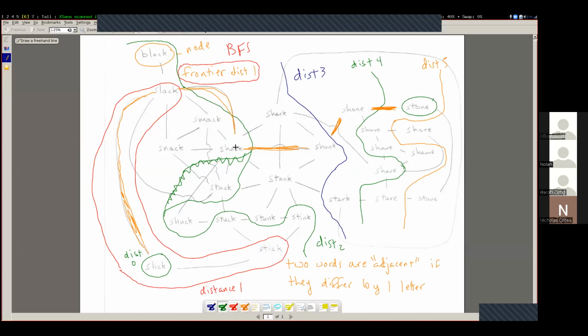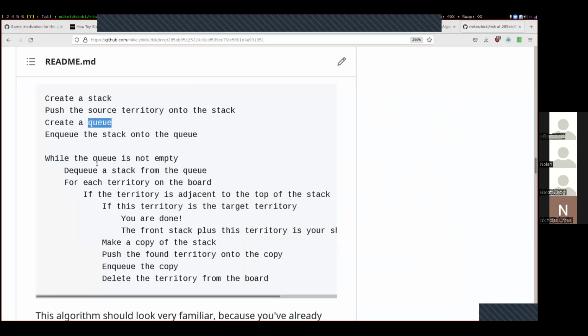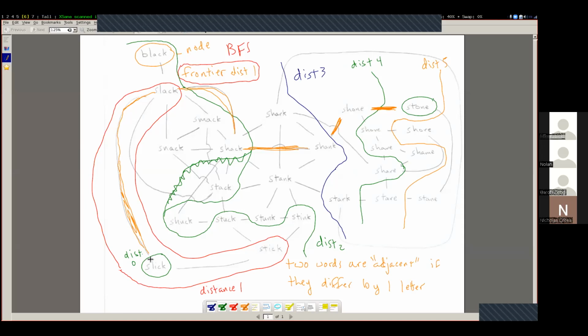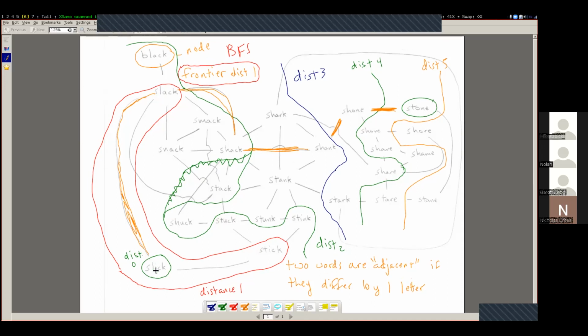So every time you see the frontier, where we switch from distance 1 to distance 2, that's related to the queue. The reason it's related to the queue is that at every iteration of our while loop down here, when we do for each word in the dictionary, for each vertex in the graph, for each territory on the board, we're going to add that to the queue. And so here, starting at slick, we add all of our neighbors into the queue. The neighbors of slick are stick and slack. I'm going to draw in blue for all of these nodes what the current status of the queue looks like. After processing the slick node, our queue will start with slack on top and then stick on the bottom.